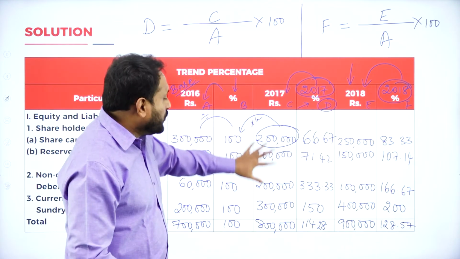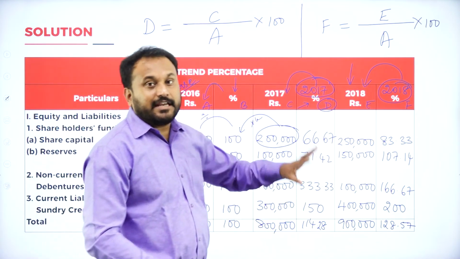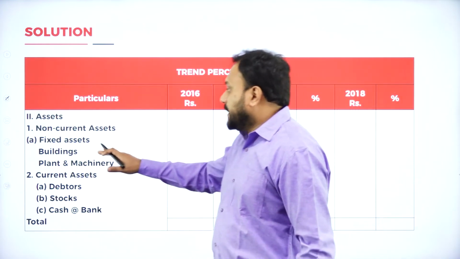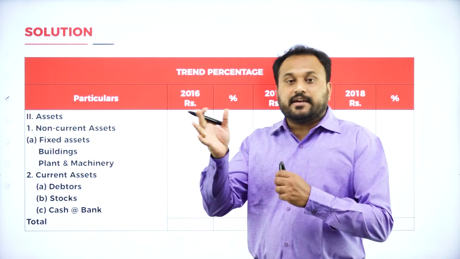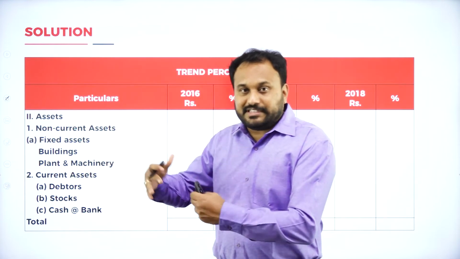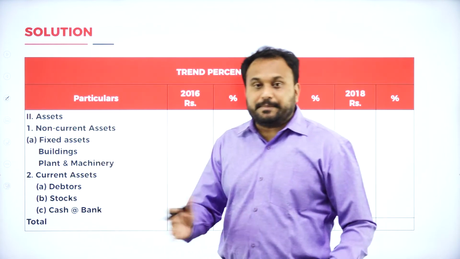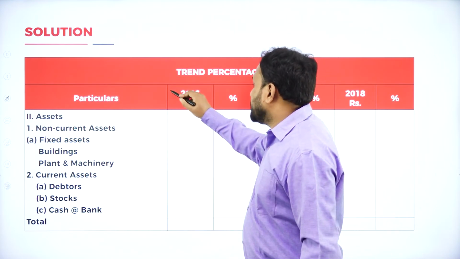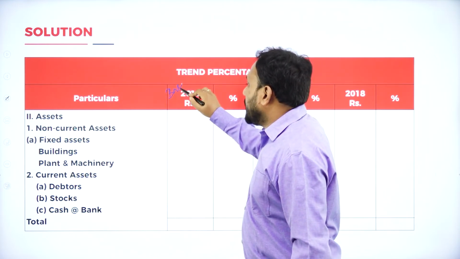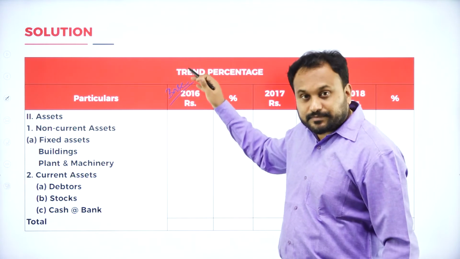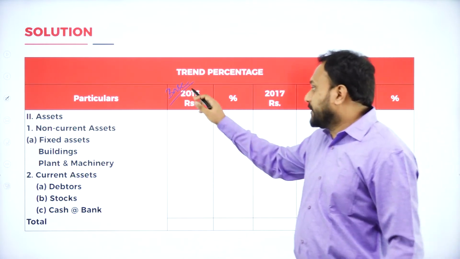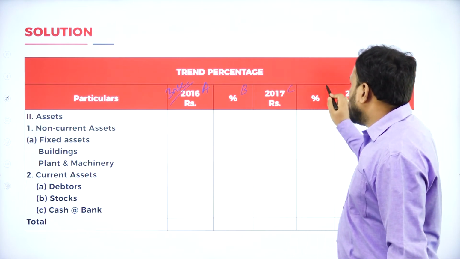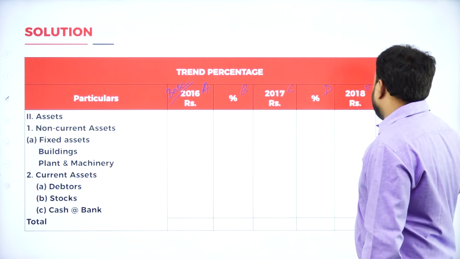128.57. This is what we have done with the entire equity and liability. Next one is the asset. Now we have the same kind. Non-current asset you separate with fixed asset. Then current assets you separate with debtors, stock and cash at bank. Again here, this is the base. Do not write this in the answer sheet. This is only for your reference. Now here this is A, B, C, D, E, F.